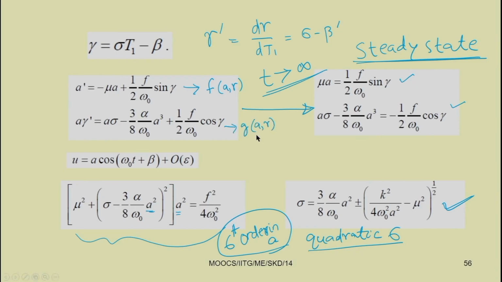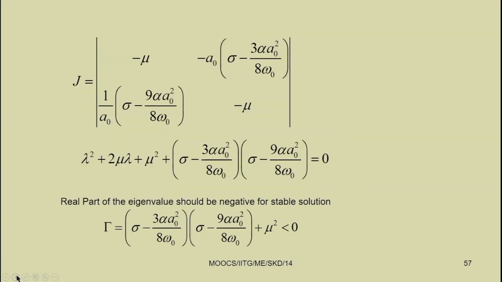So, the Jacobian matrix can be written. We have two equations: one equation is A dash equal to f of A, gamma, and the second equation is gamma dash equal to G of A, gamma. For this gamma dash, we can divide by A, so the equation becomes sigma minus 3 by 8 alpha by omega 0 A square plus half f by omega 0 A cos gamma. Now we can differentiate this equation and write down the Jacobian J.